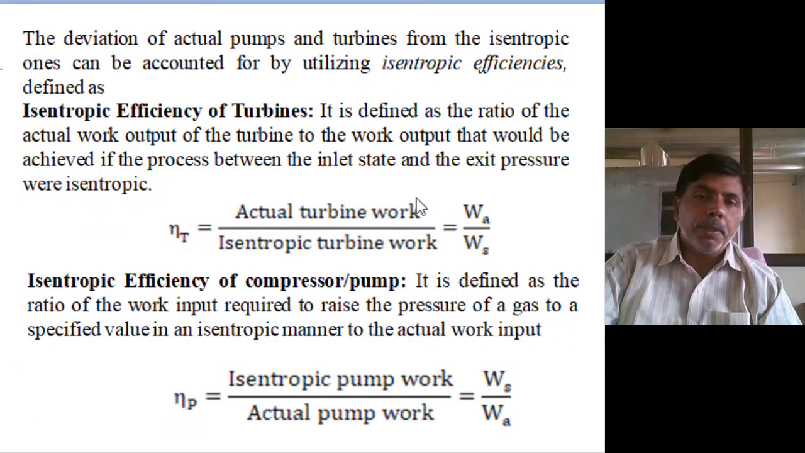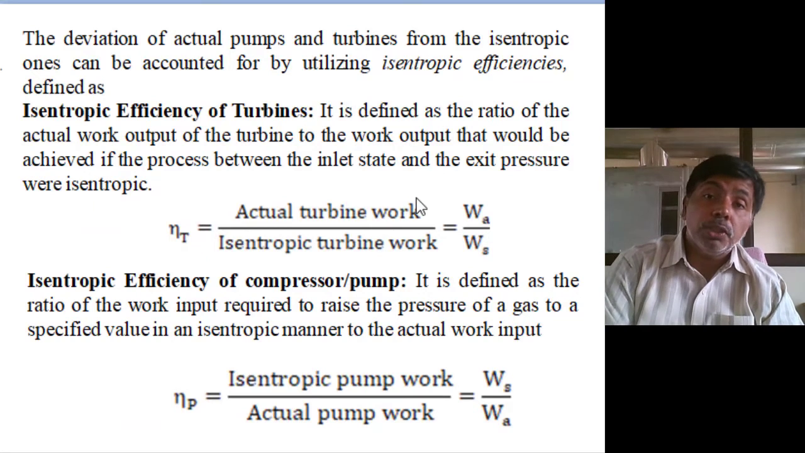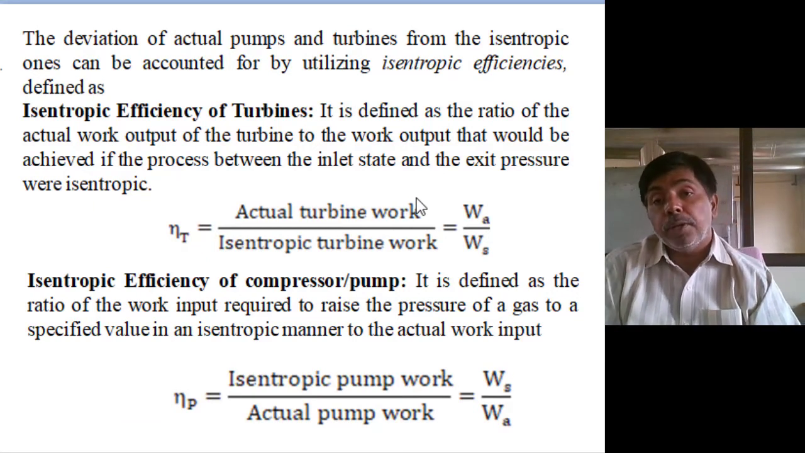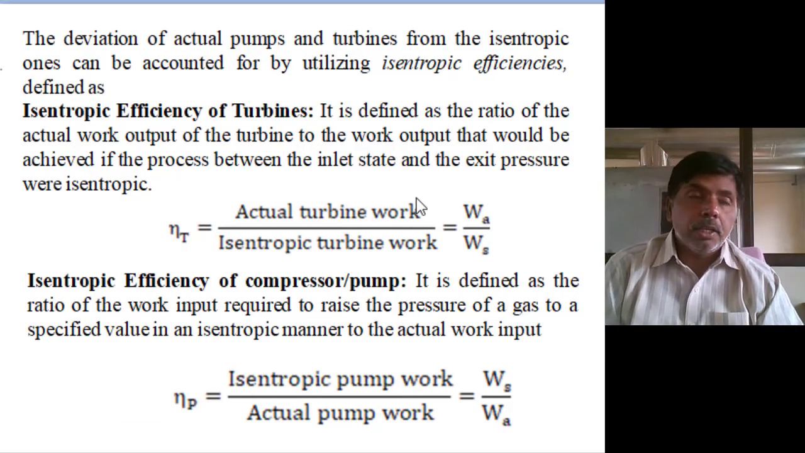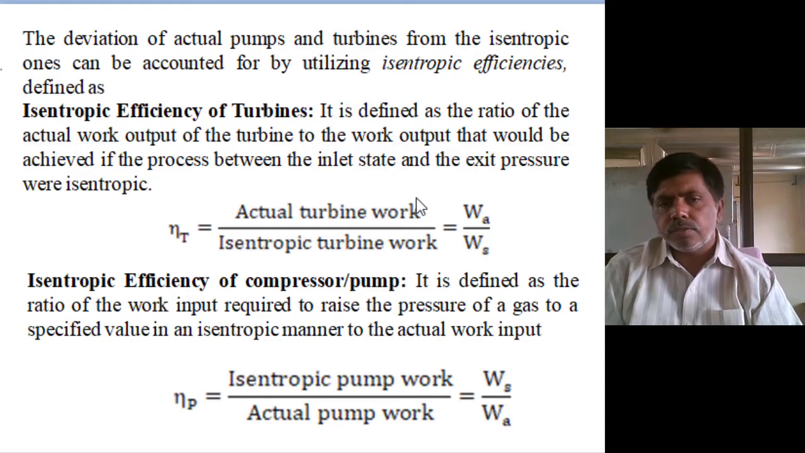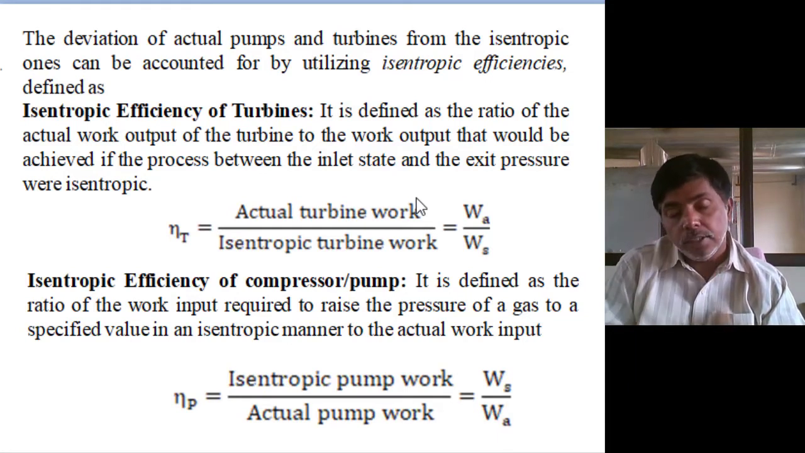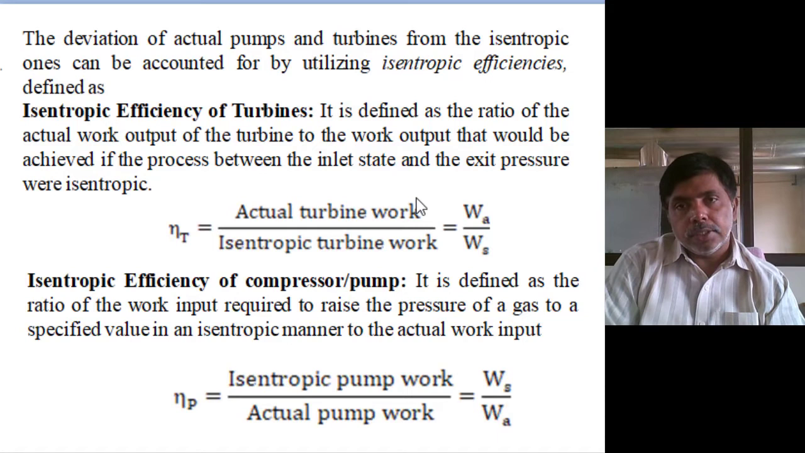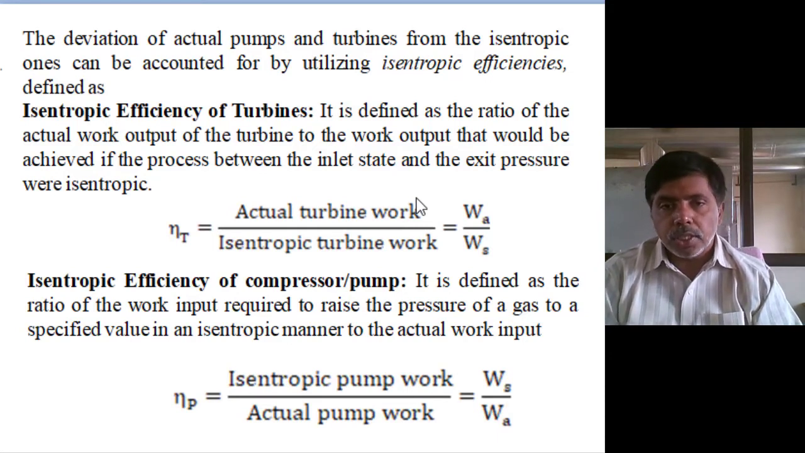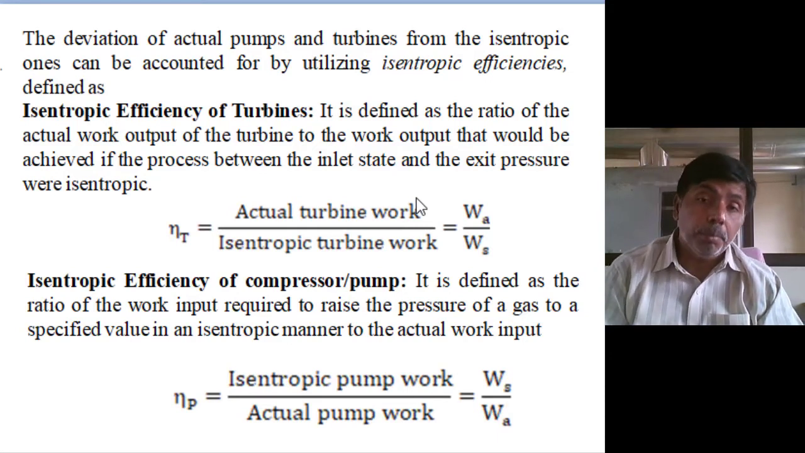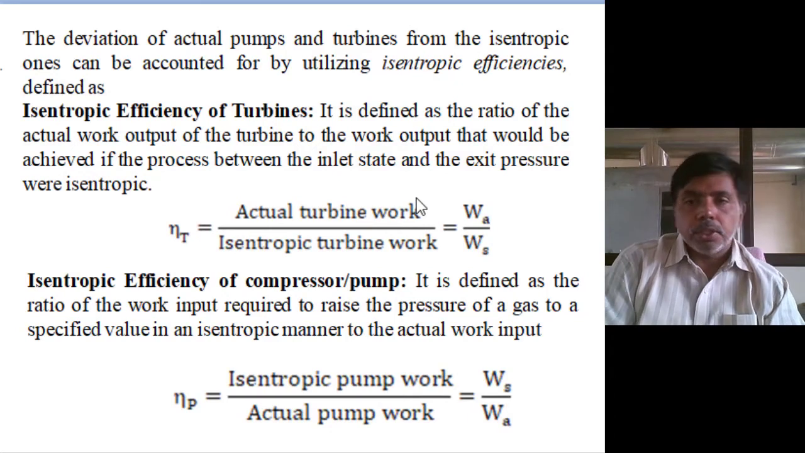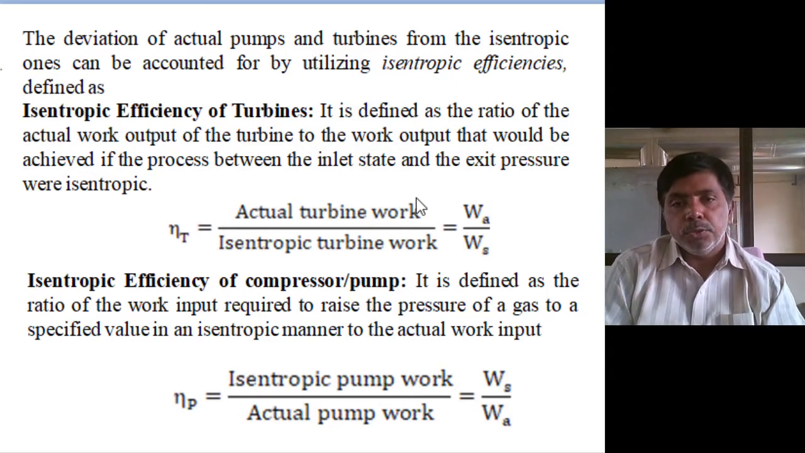Generally, for high capacity turbines, the isentropic efficiency of the turbine is 90 to 95 percent. For supercritical, you can consider 95. The deviations in pressures and enthalpy are less, 95 for high pressure. For medium pressure and low pressure, it varies from 85 to 95.